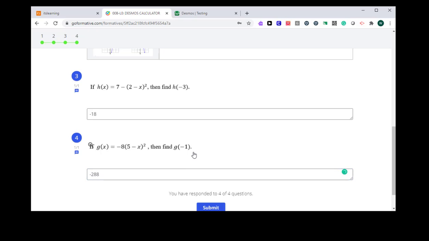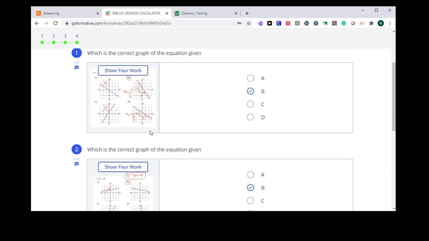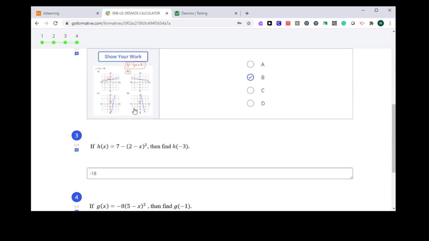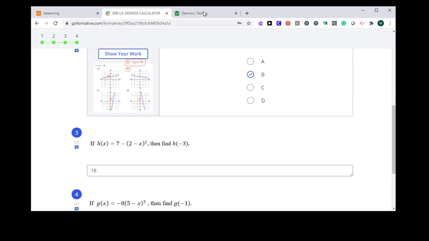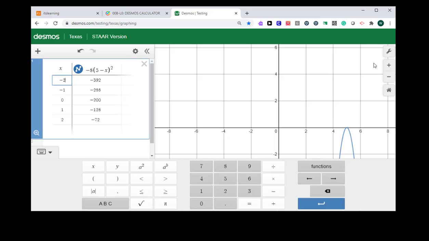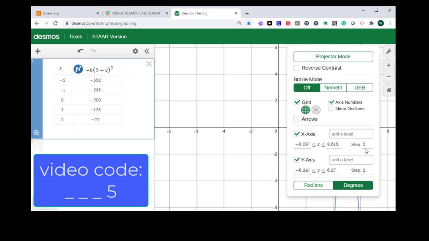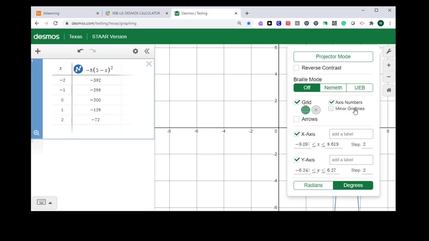Okay, very well. So this concludes our lesson. Today we learned how to use the Desmos calculator to solve problems with graphing and function notation. Please remember, for this assignment, you want to click right here and change the step to 2 and 2 and unclick the minor grid lines.